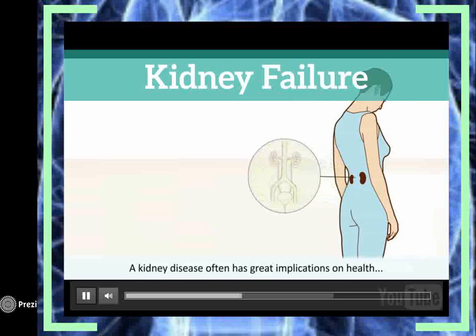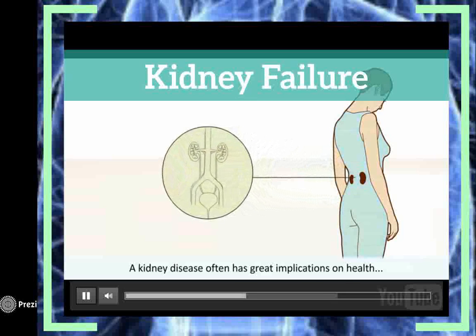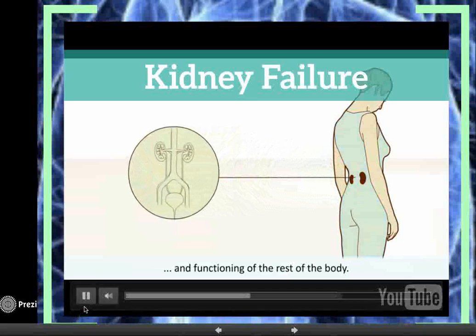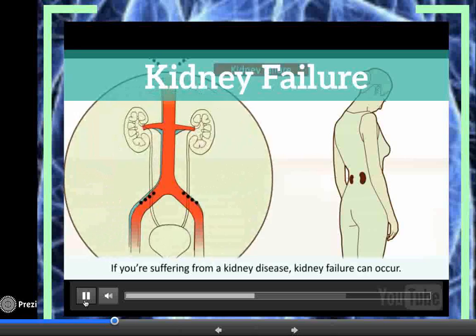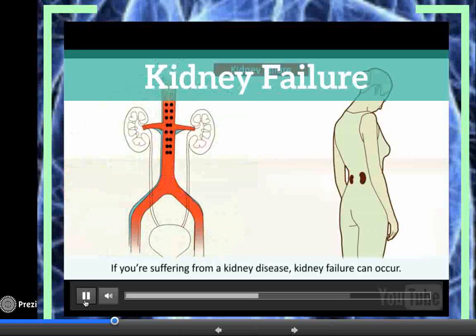A kidney disease often has great implications on health and the functioning of the rest of the body. If you're suffering from a kidney disease, kidney failure can occur.